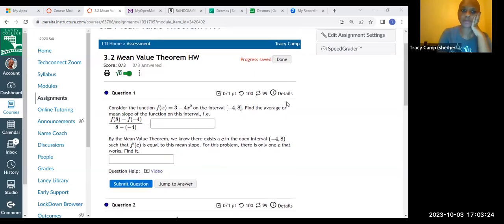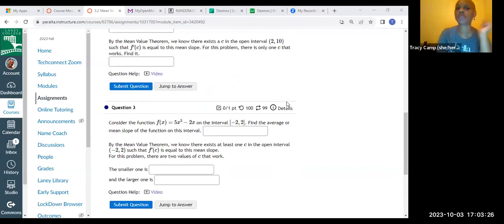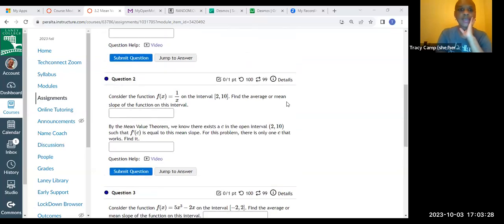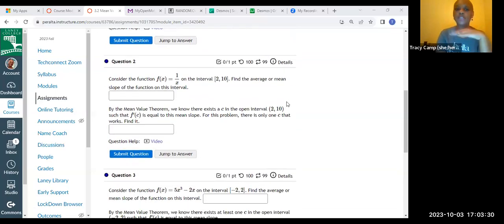All the homework problems are really similar for this section. It's a really short homework section, and you're doing the same thing for each problem. And I wrote the problem down. I wrote it down correctly.